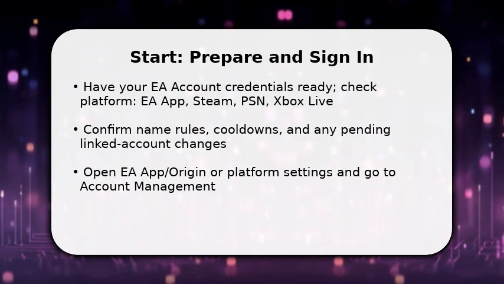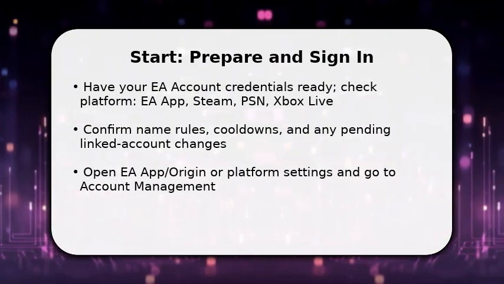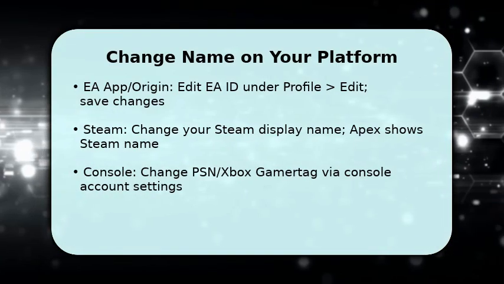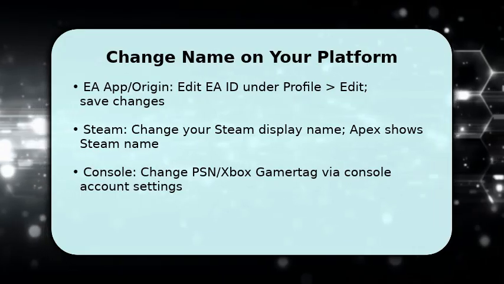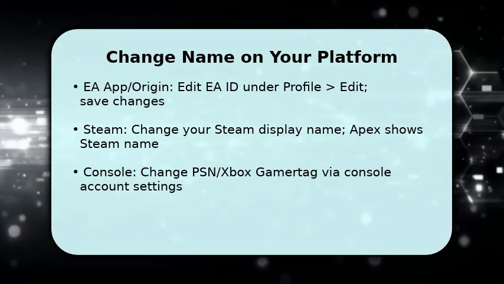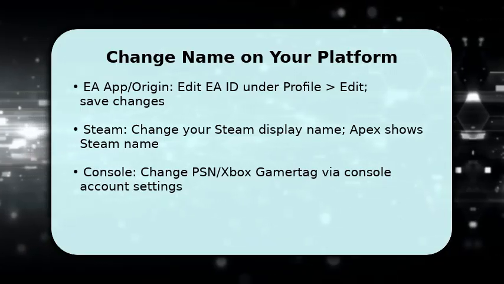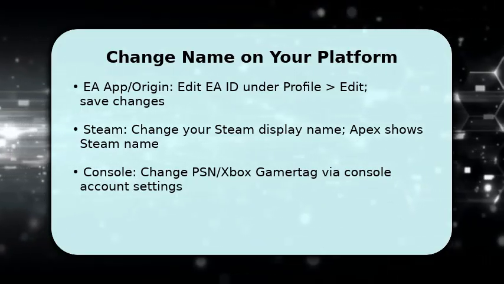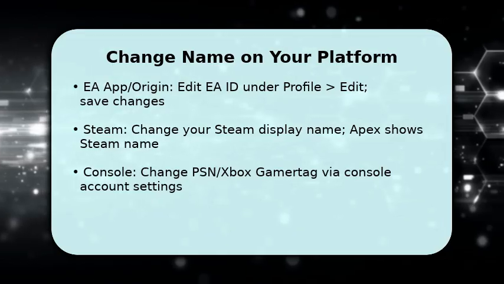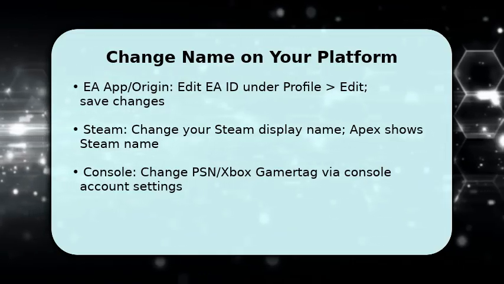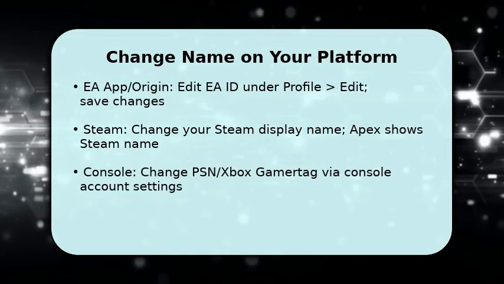You now perform the actual name edit on the correct platform. For EA App or Origin, open Profile, edit your EA ID and save. This propagates to Apex. If you use Steam, change your Steam display name because Apex pulls that value. On consoles, update the PSN or Xbox gamer tag in the console account settings. Apex will display that handle.